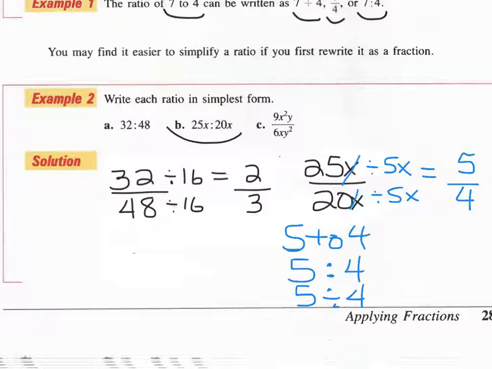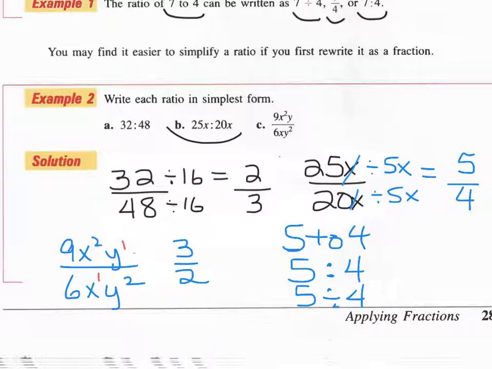Let's go ahead and take a look at the last one. We have 9x squared y divided by 6xy squared. Again, I could simplify my 9 over 6. I can divide them both by 3, and this would give me 3 over 2. And then for my variables, I could also simplify those. I could subtract these exponents, and then I would end up with, take away one of the x's here, and then take away this one, and take away this. So then I'm going to be left with an x in the top and a y in the bottom. And that would be your simplified ratio.